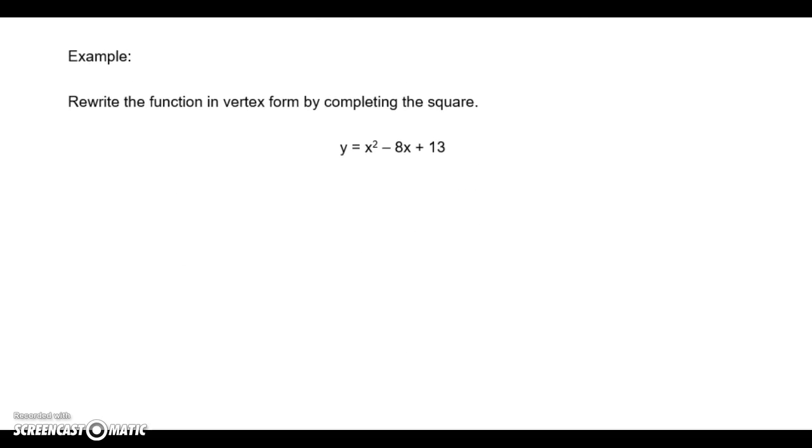So this here is example number 1 from your notes. And here what we're going to do is rewrite the function in vertex form by completing the square. So here our function is y is equal to x squared minus 8x plus 13. Now according to our first step, we group together the first two terms and pull out that common factor of a if it exists. So we're going to take our first two terms, so we have x squared and negative 8x. If this wasn't going from highest exponent to lowest exponent, you would want to reorder it first. But in this case, we're good to go.